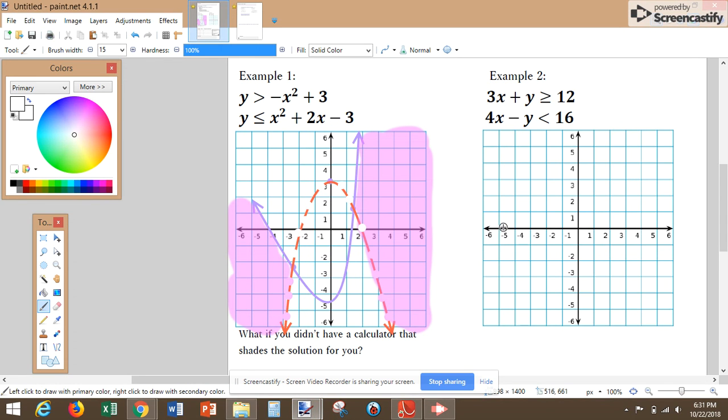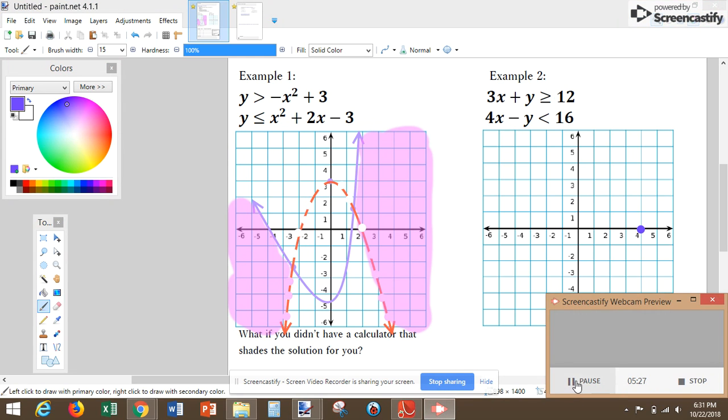So to get that, we'll go ahead and plot that point, 4, 0. And then we will draw lines to go with it. The first inequality is a solid line. A second inequality is a dashed line. And this is a graph of the solution.